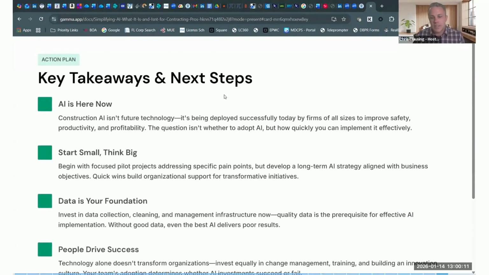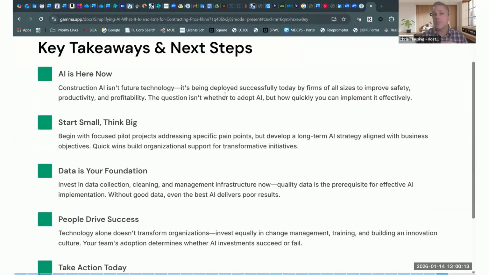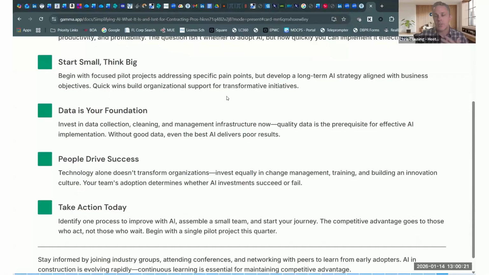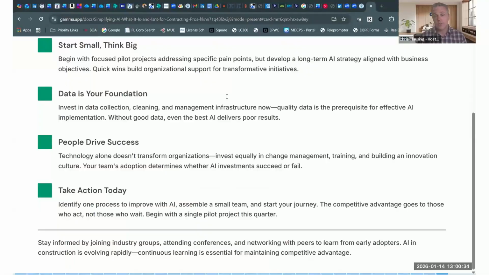So some key takeaways, and then we're going to wrap up here. Obviously AI is here, right? So start small, but then you can think bigger rollouts. The data integrity is going to be really key. So make sure that whatever data you're training the system on has integrity, right? So it's the data that you want so that it can compile it. Garbage in, garbage out. People drive the success. So make sure that you pick the right partners, that the people on your team are bought into it. And then, obviously, take action.